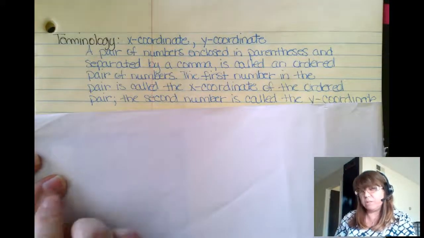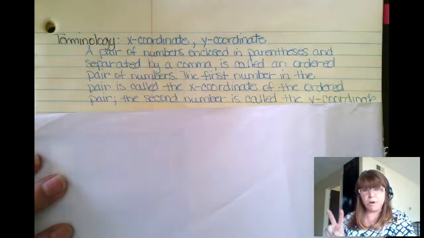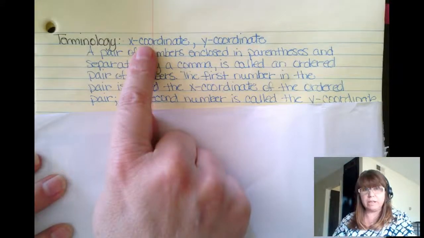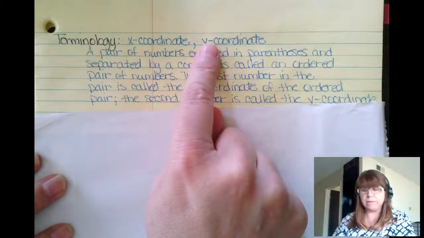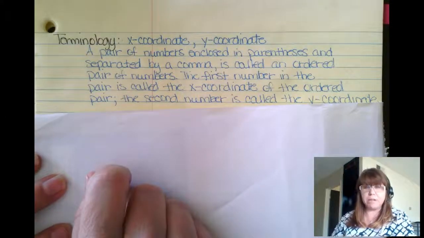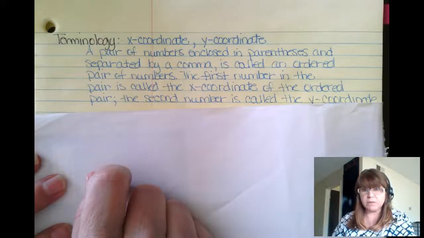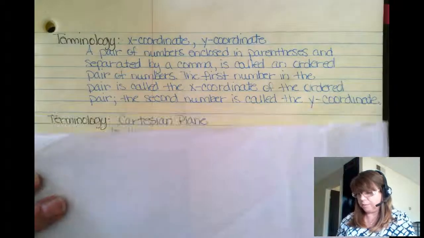In terms of graphing, we have two numbers. They are a pair. One is the x-coordinate, and the other is the y-coordinate. So what is it? It's a pair of numbers enclosed in parentheses and separated by a comma, and it's called an ordered pair. The first number in the pair is called the x-coordinate, and the second number in the pair is the y-coordinate. We call it an ordered pair because we never change the order. The x always comes first, and then the y-coordinate.